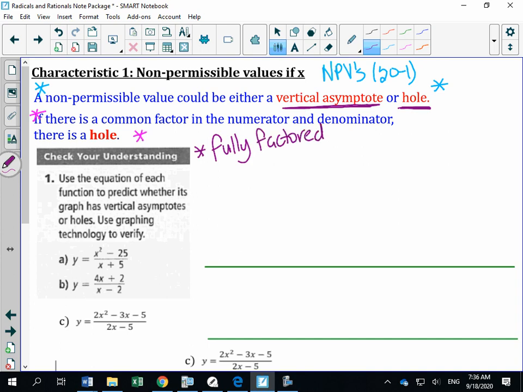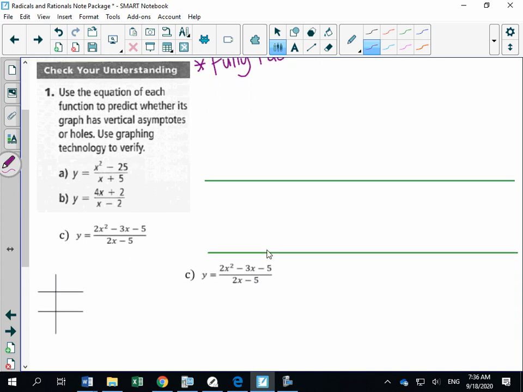When we do this, we're going to fully factor our functions. I want to start with b. This rational function is 4x plus 2 over x minus 2. The first thing I'm going to do is look at that numerator and say that is not factored. What I could factor out of the 4x and the 2 is a GCF of 2. So let's factor out a 2, and then I would get 2x plus 1. In my denominator, I could not factor anything out, so that denominator is x minus 2.